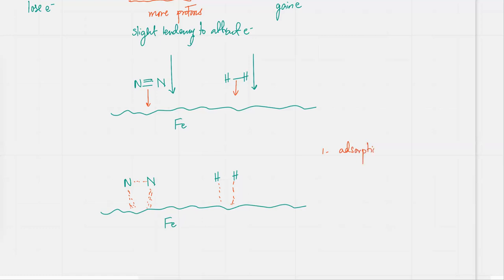What that means is that reactant molecules end up forming weak bonds with the catalyst, and they get adsorbed on the surface of the iron catalyst. It's in this way that the triple bond breaks. The triple bond electrons are now gone. They're attracted to the iron catalyst.